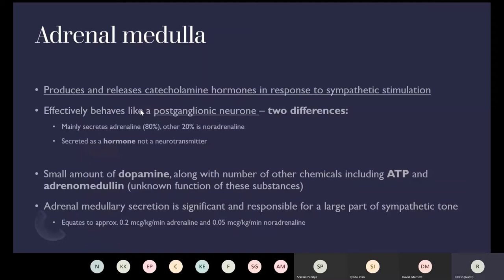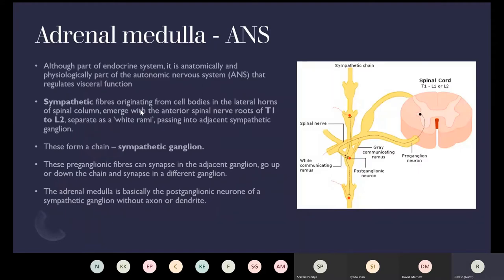Although the adrenal medulla is part of the endocrine system, it's anatomically and physiologically part of the autonomic nervous system, and it regulates visceral function. So just have a look at that picture. From T1 to L2, you've got sympathetic fibers that originate from the cell bodies in the lateral horns, and you can see them coming out with the anterior spinal nerve roots, and they separate as white rami and go into the sympathetic ganglion.